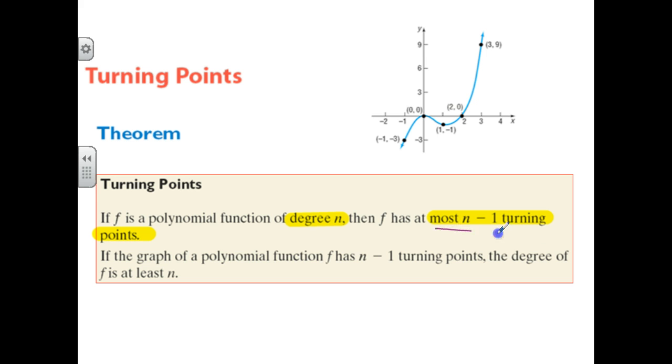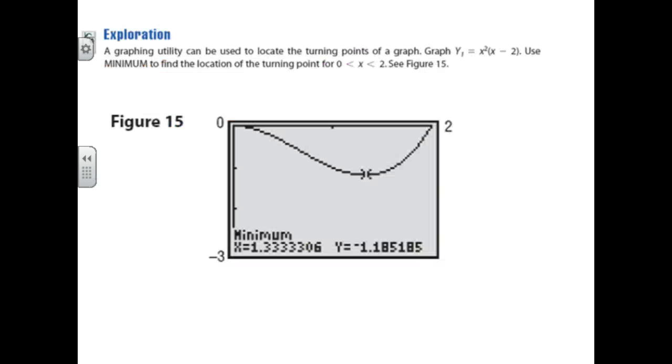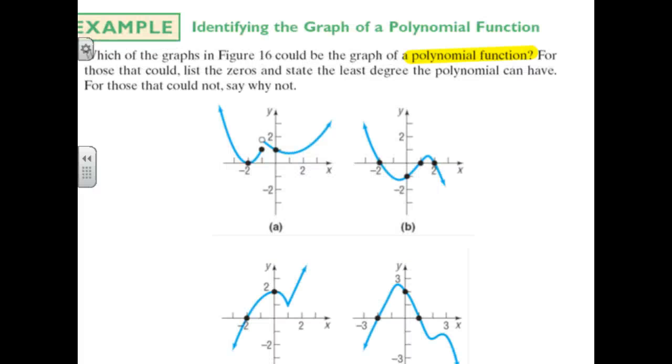And then this is talking about the number of turning points. Remember, it's always 1 less. So since this has 2 turns, this equation has got to be at least an x to the third. It cannot be an x to the first, but it could be greater. Again, remember how to find your minimums by guessing left, guessing right, guessing on, but we're not going to use our calculators for these sections.